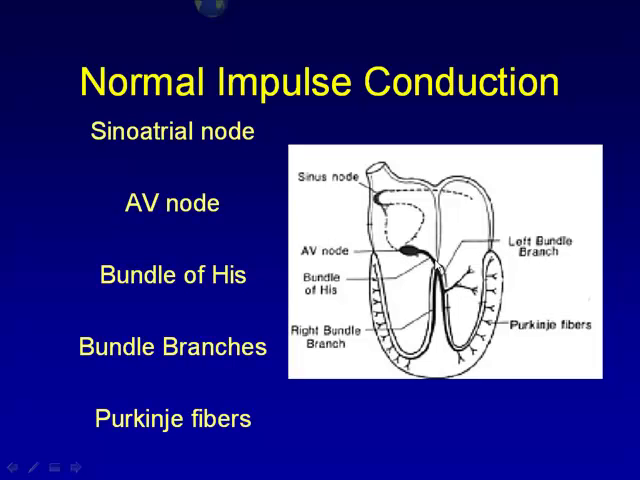And then the action potential goes to the bundle of His. This one here is the bundle of His. The bundle of His then divides into the right and left bundle branches. And the bundle branches divide into smaller and smaller divisions, which are the Purkinje fibers. The Purkinje fibers are responsible for the contraction and relaxation of the heart. So this is how the impulses are generated within the heart: the right and left bundle branches, and then the Purkinje fibers within the ventricular wall.